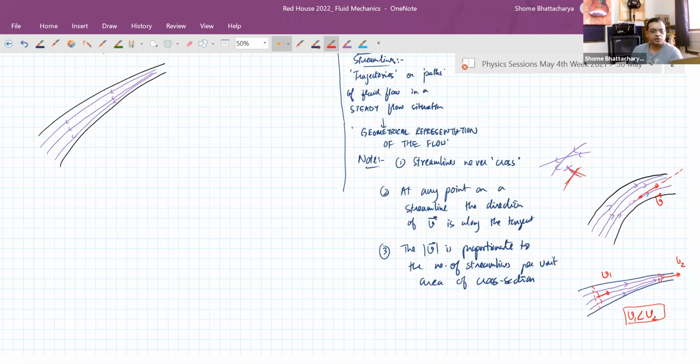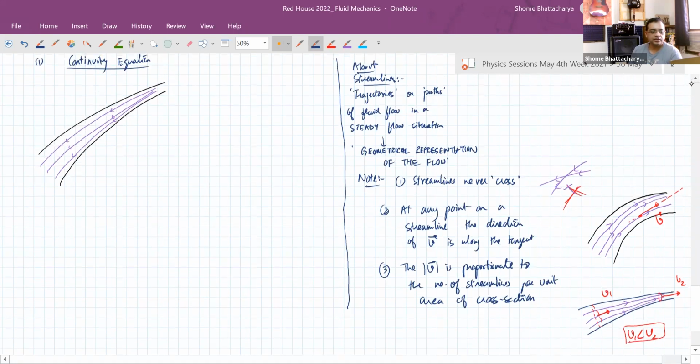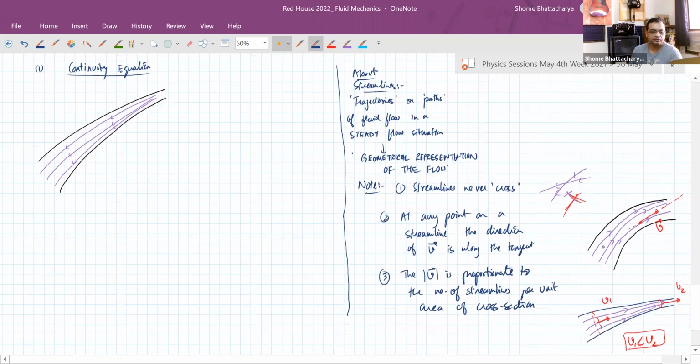These are some important aspects about streamlines itself. Before we come to the continuity equation and Bernoulli's equation, it's also important to understand this fact about the visual representation or geometrical representation of steady flow.